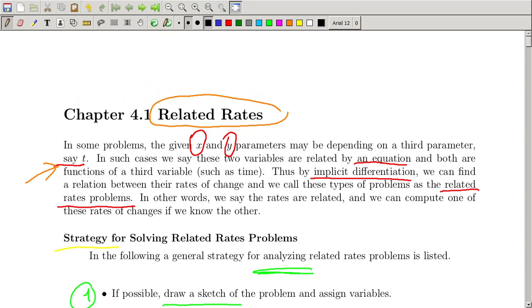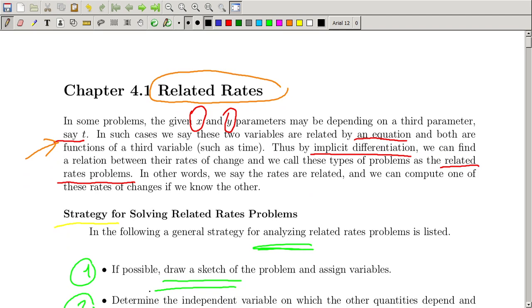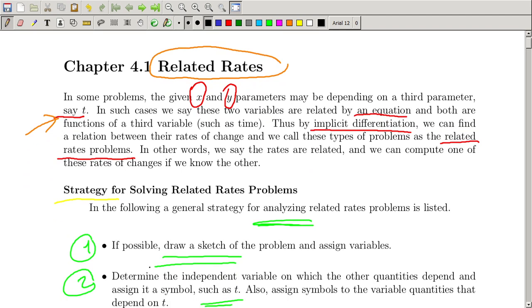We are in chapter 4.1, related rates problems. Let me give the following introduction. In some problems, the given x and y parameters may be depending on a third parameter, let's say t. And in such cases, we say these two variables are related by an equation.